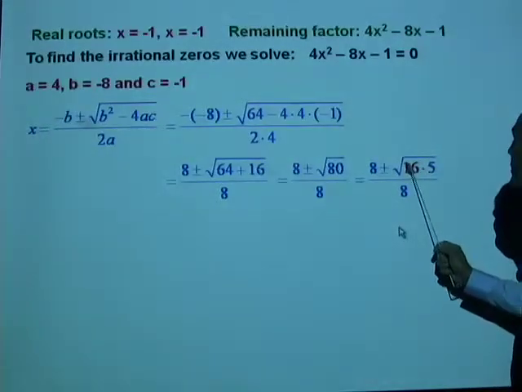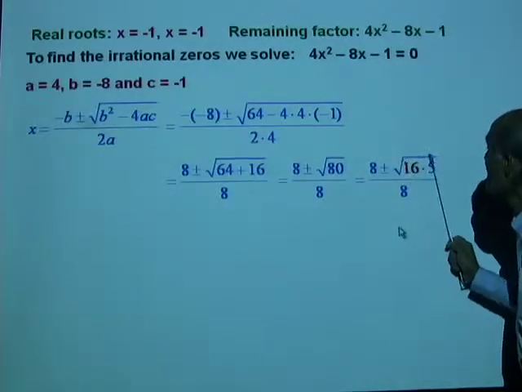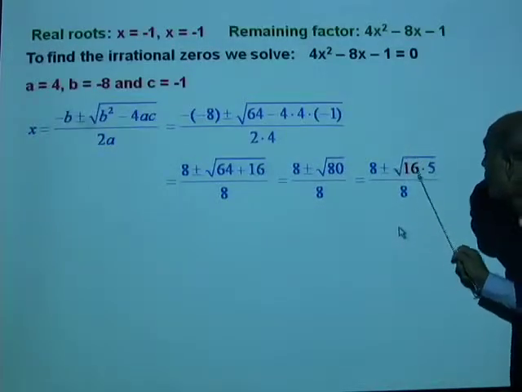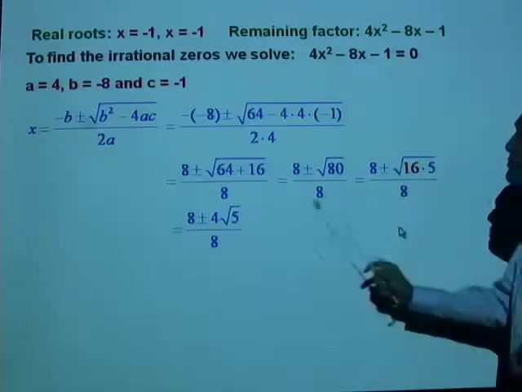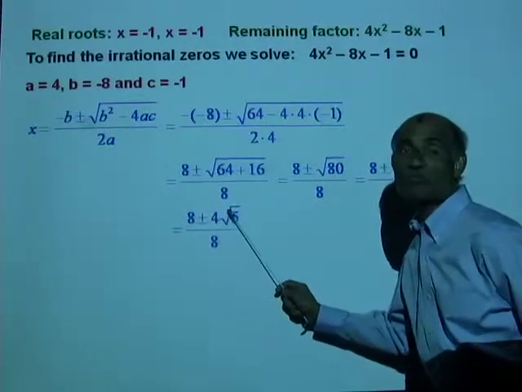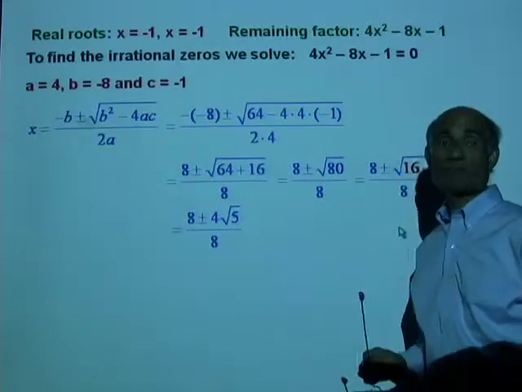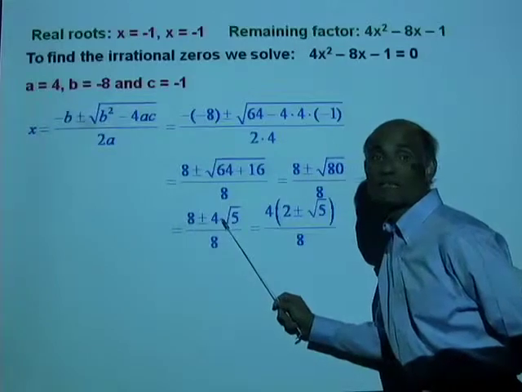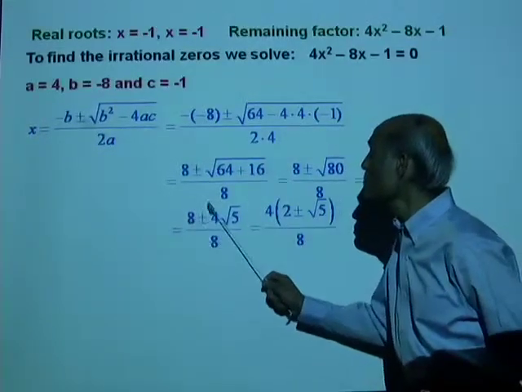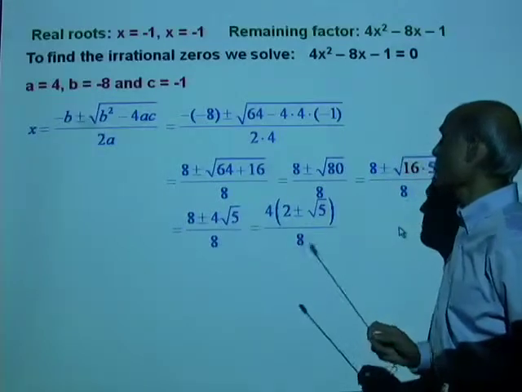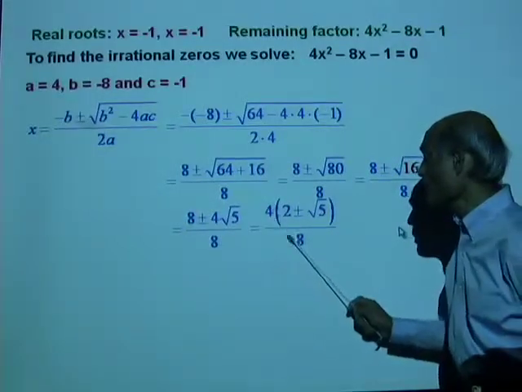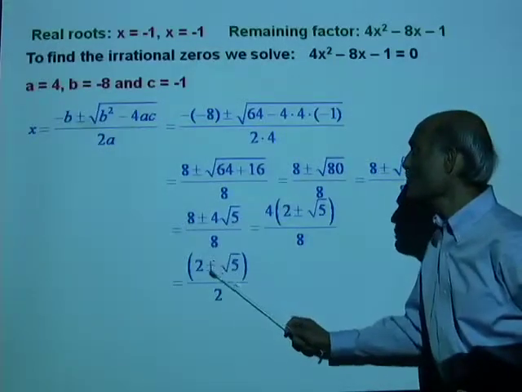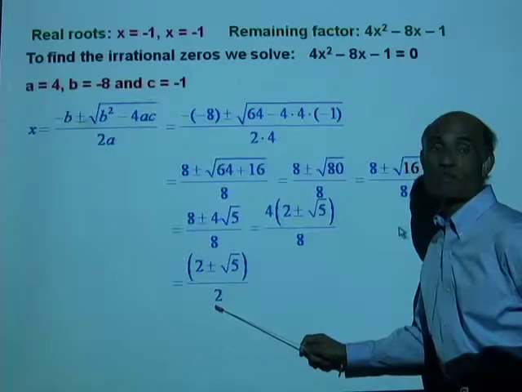So, how does this become now? This will be square root 16 times square root 5. Square root 16 is 4, so this will become 4 square root 5. So that will be 8 plus or minus 4 square root 5 over 8. And now I can factor out a 4 from the numerator. That will be 4 times 2 plus or minus square root 5 over 8. And the 4 cancels with the 8, leaving a 2 there. So that will be 2 plus or minus square root 5 divided by 2.